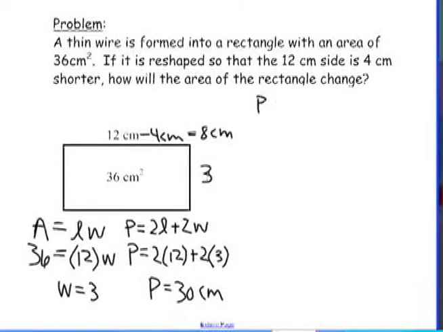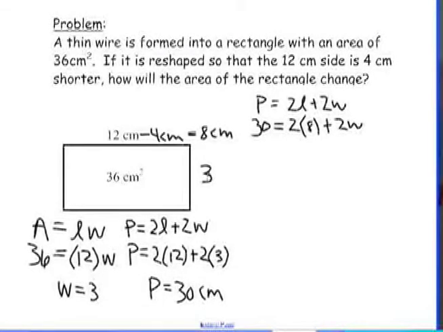So our perimeter is still going to equal 2L plus 2W. So our perimeter, which we just found out, is 30 centimeters. 30 centimeters is going to equal 2 times L, which we just determined was 8, plus 2 times our new width. Solving for W, we would first subtract 16 over, so we would get 14 is equal to 2W, and then divide both sides by 2, getting W is equal to 7 centimeters.